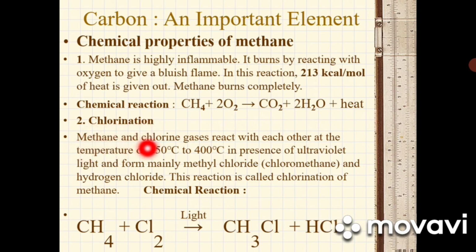Chlorination. Methane and chlorine gases react with each other at the temperature of 250 degrees Celsius to 400 degrees Celsius in presence of ultraviolet light and form mainly methyl chloride, that is chloromethane, and hydrogen chloride. This reaction is called chlorination of methane. The chemical reaction is as follows: CH4 + Cl2 in the presence of ultraviolet light gives CH3Cl + HCl.